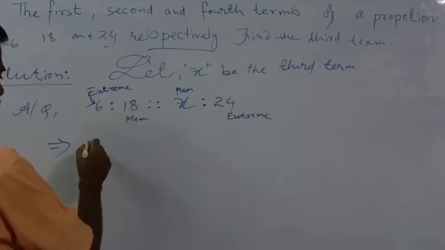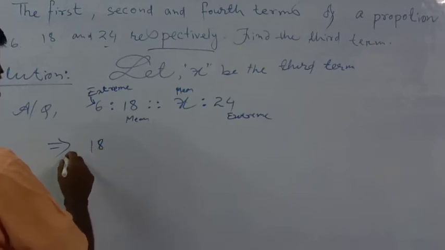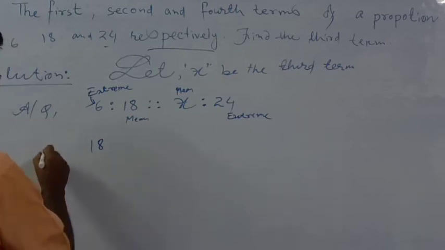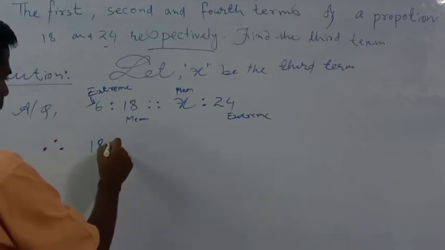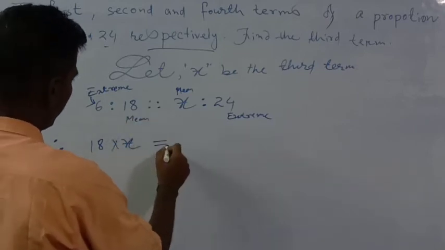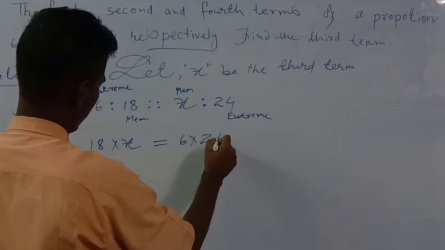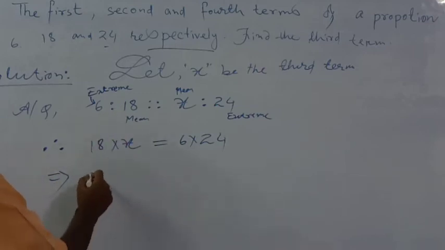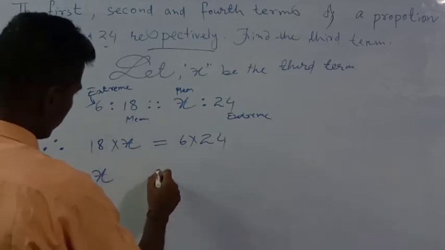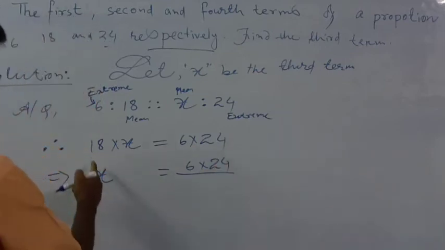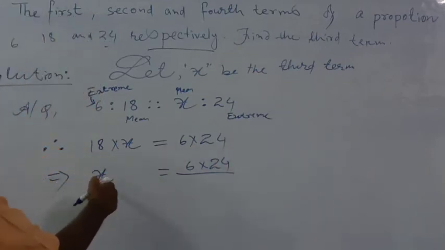So mean into mean, 18 into x, equals extreme into extreme. Or in the following step, since we are to find the third term, and this x is the third term, we'll keep it on the left side, and take the rest to the right side. To the right, what we got? 6 into 24. This 18 on the left, multiplied with x, we'll take it also to the right, it will become divide.